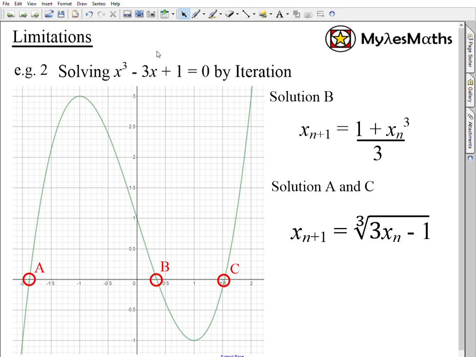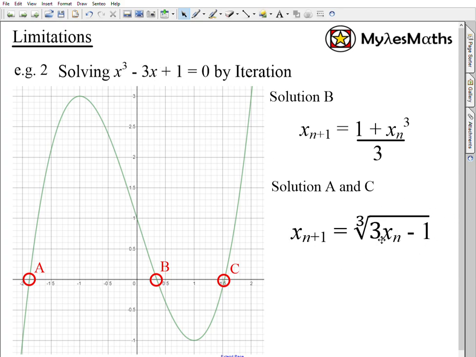Limitations. The great thing, of course, about iteration is you can solve cubics with it. However, the major limitation of it, in my view, is that if you want to find this solution here, solution B, then the iterative formula that we employed earlier in example 2 works really well. However, this iterative formula will not produce a solution if you want root A or root C. You have to use this different iterative formula, and you could try rearranging this to get this iterative formula.